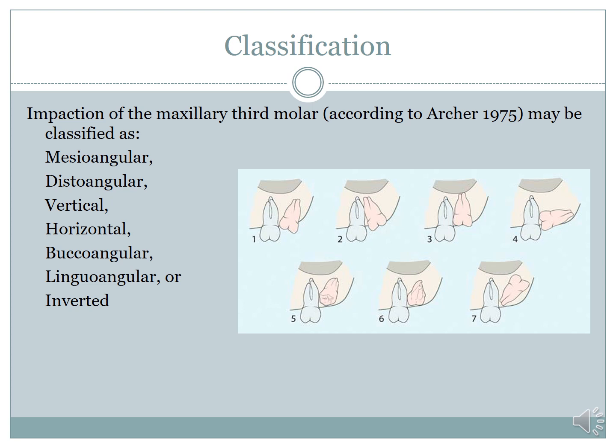So accordingly, when it is tilted towards the mesial side, it is mesioangular, distal side, it is distoangular, vertical, horizontal, buccoangular, that is towards the buccal side, and linguoangular or inverted. All those possibilities we are studying here. And as you see, the distoangular impacted tooth in maxillary molar is much more common. Okay, so as I've told you before, the distoangular impaction is much easier than the mesioangular impaction, owing to the amount of bone that has to be removed. Okay, fine.